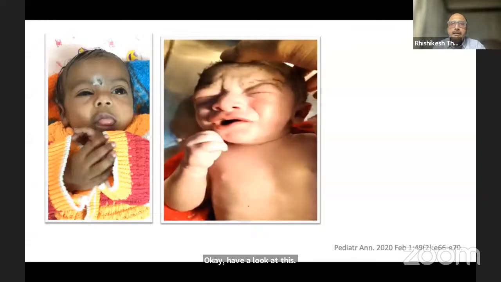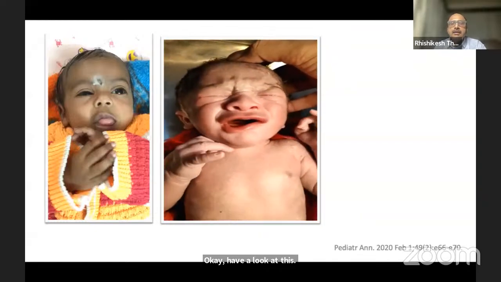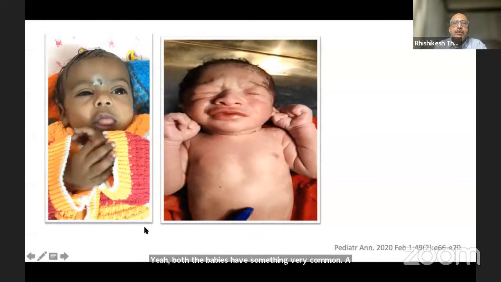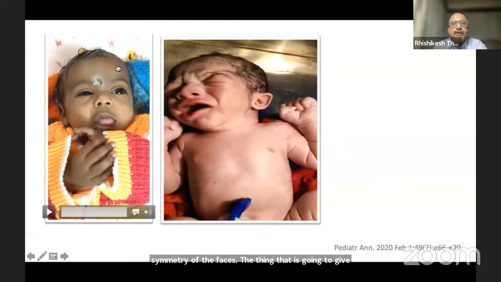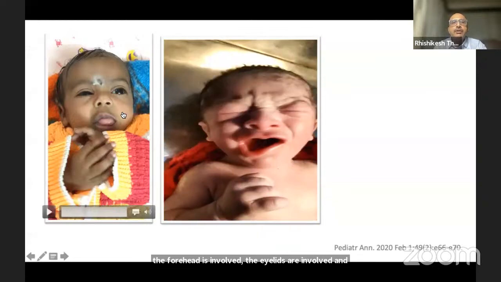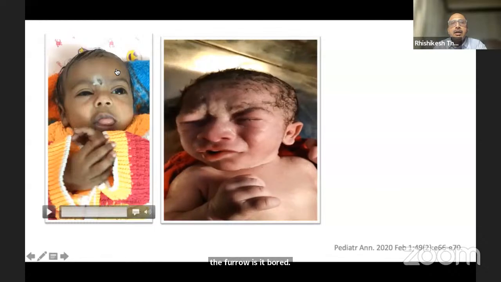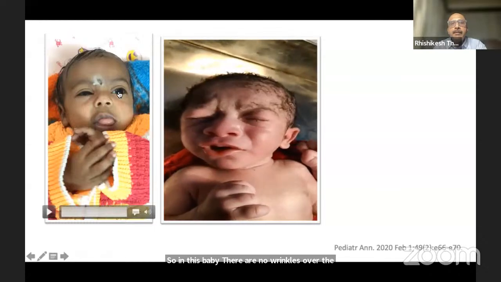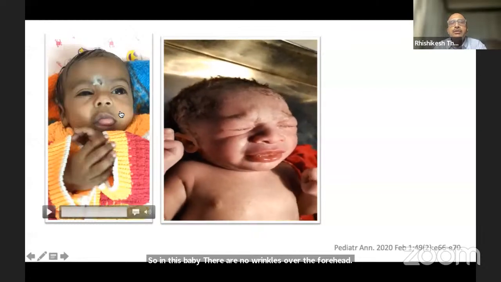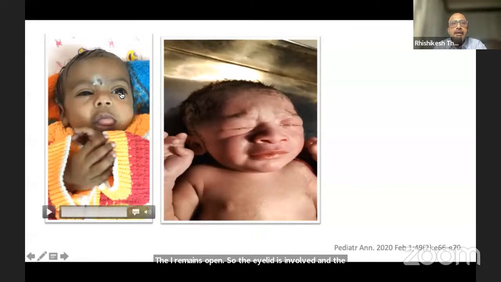Yeah, both the babies have something very common, asymmetry of the face. The thing that is going to give you a clue to the diagnosis here is to look at whether the forehead is involved, the eyelids are involved, and the furrow is involved. So in this baby, there are no wrinkles over the forehead, the eye remains open, so the eyelid is involved, and the furrow is gone. So this is a facial palsy. So this is left lower motor neuron facial palsy. The commonest cause is a forceps delivery.